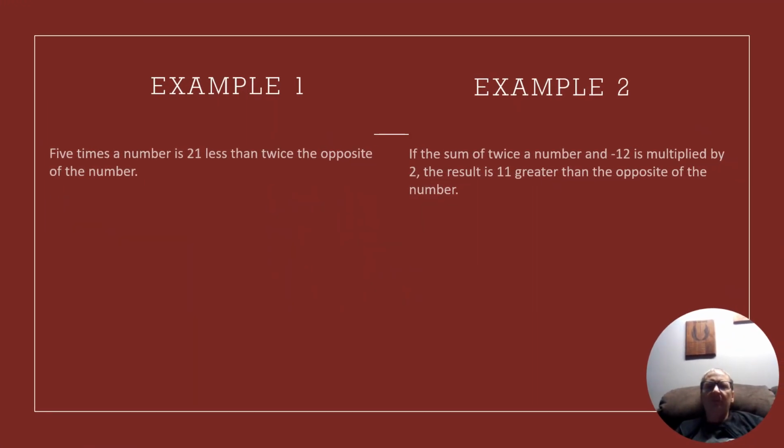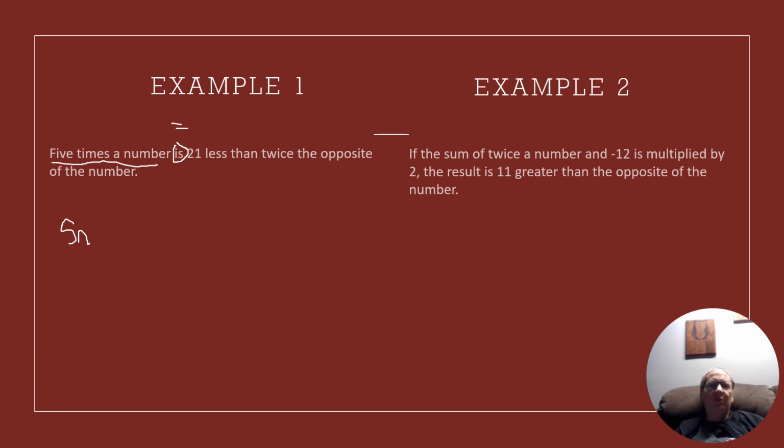Okay, let's just jump right into our examples. I recommend just reading through the problem first before trying to do anything. So just give it a good read through. 5 times a number is 21 less than twice the opposite of a number. When you see the word is, it means equals in math. So you need to understand that. So I have something equals something. So the something is 5 times the number. So I'm going to write how that translates. 5 times the number is just 5n.